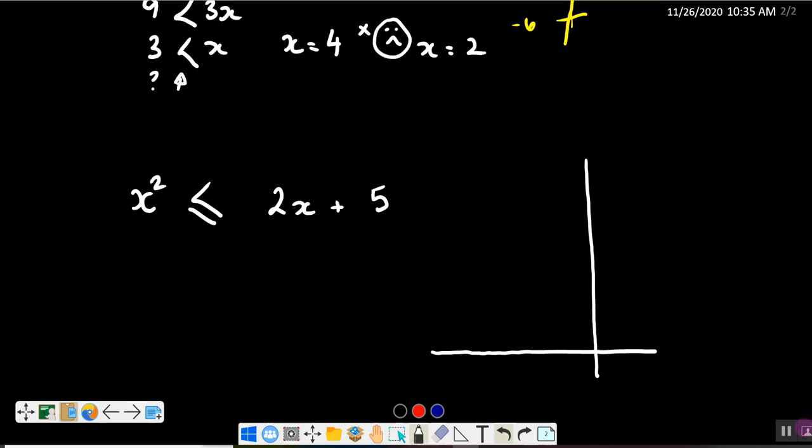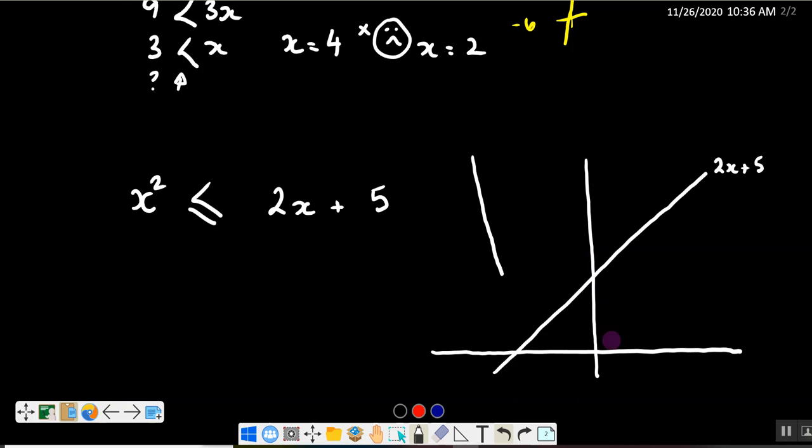Is it parallel? So the 2x plus 5 can look like that, yeah? Happy with that? 2x plus 5. A quadratic, x squared, do you remember? It's a curve like this, right?